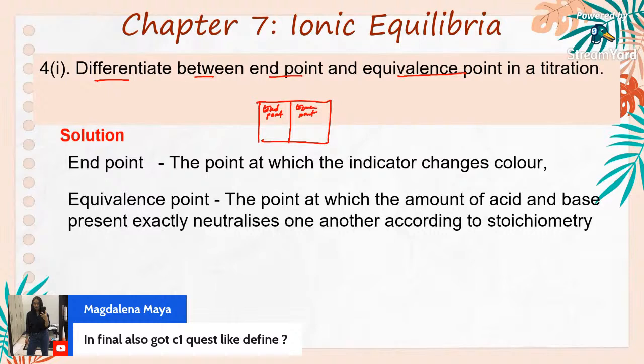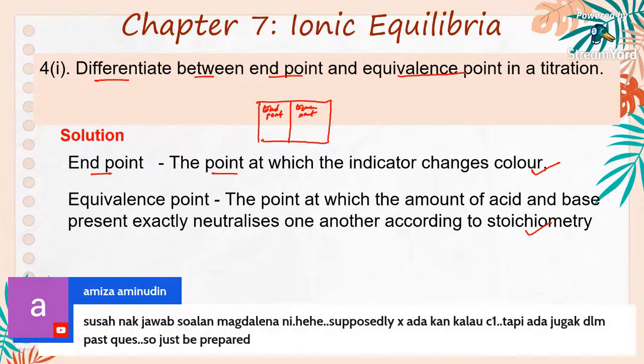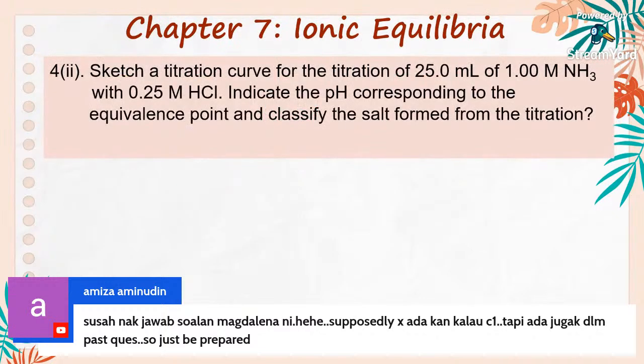Now, the endpoint, you all know, is the point at which the indicator changes color. The equivalent point is the point at which the amount of acid and base present exactly neutralize one another according to the stoichiometry. Actually this question is similar to what we are defining, but they have put it in the term of differentiate.